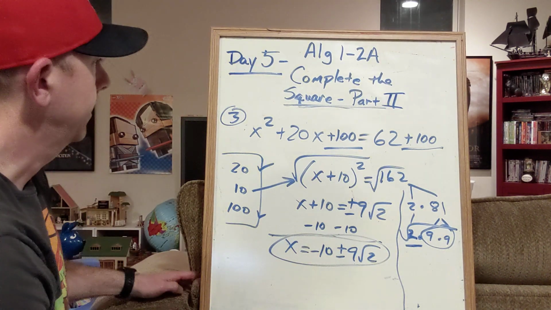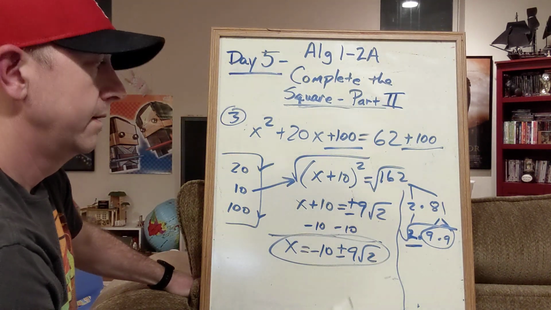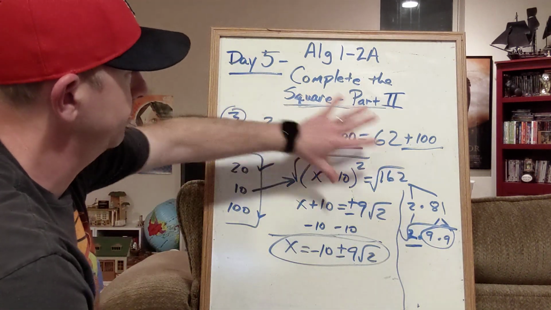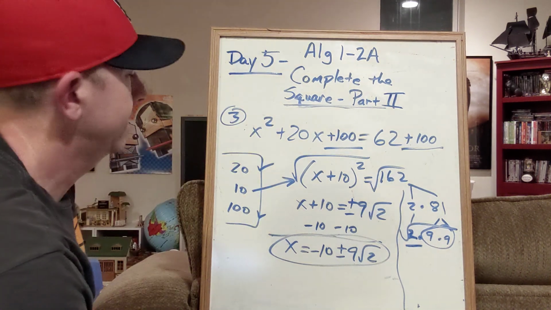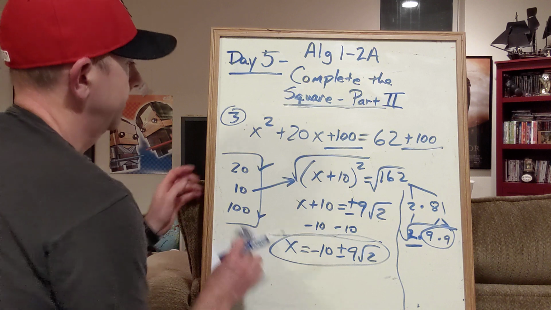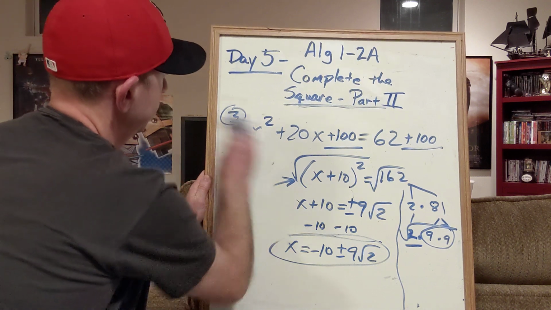There you go. So that is number 3. Feel free to pause at any part, especially this radicals part is tough there at the end, but this process, hopefully, like I said, it's the same thing over and over, it's just slightly different numbers. So there is number 3.